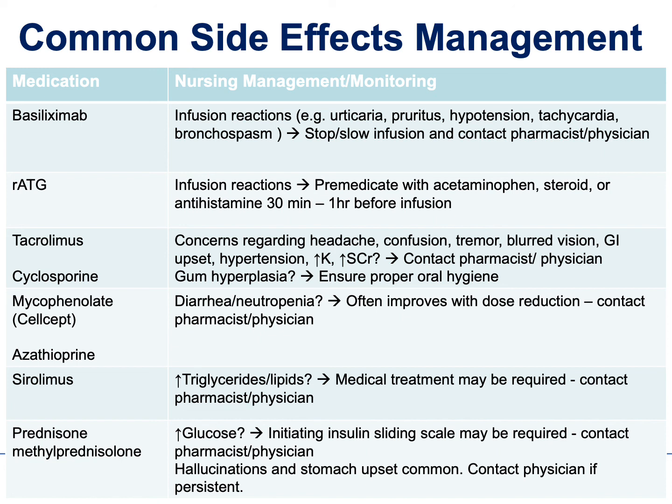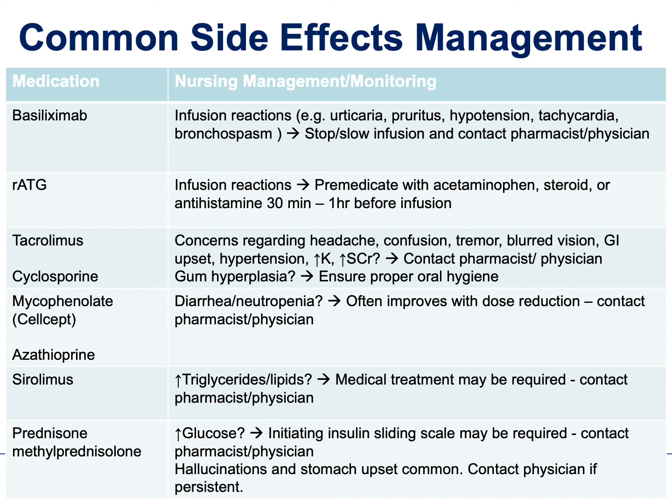Mycophenolate and azathioprine, if they get diarrhea or neutropenia, these side effects often improve with dose reduction. So you can contact the pharmacist or physician for that purpose. Sirolimus, you can see a lot of triglyceride elevation, like I mentioned, and for these, sometimes medical treatment, for example, with a statin may be required. So please contact the pharmacist or physician for that purpose.